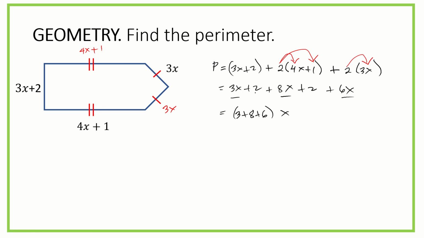Then you have the constant terms, 2 and 2. So 2 plus 2. 3 plus 8 is 11. Plus 6 is 17. Then 2 plus 2 is 4. So this is our final answer to represent our perimeter of this figure.